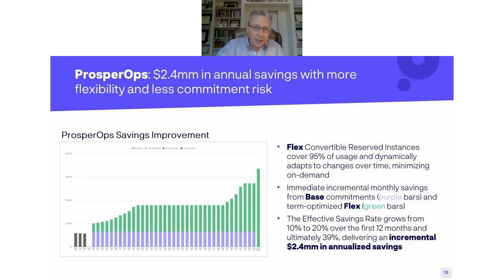And what you can see here is that over time, the flex commitment is gathering information and understanding about the customer's environment. And even at constant usage, it is understanding the environment in a way that it can grow its commitment amount, generate more savings month after month after month, and ultimately, it will cover 95% plus of their overall usage.